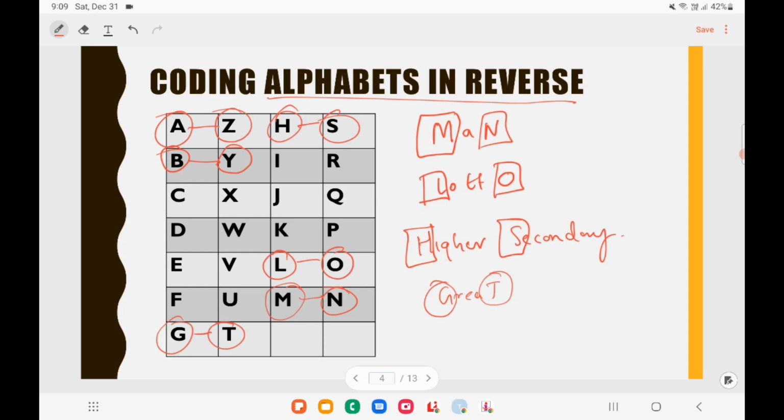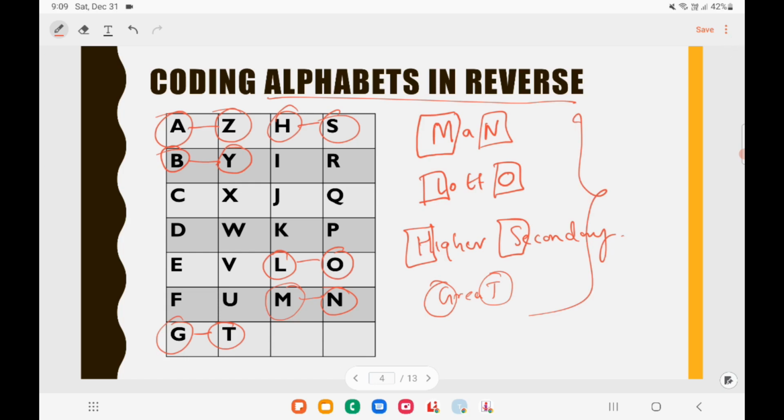So why I am asking you to remember, like you don't need to remember all the words or all the codings in this reverse order. Just remember 4 or 5. So here I have given you 4 words. If you can remember just these 4 words, that's enough. Okay, you can decode it.